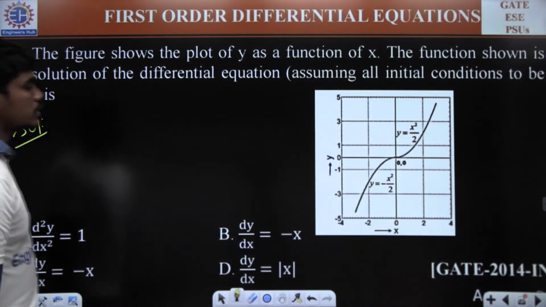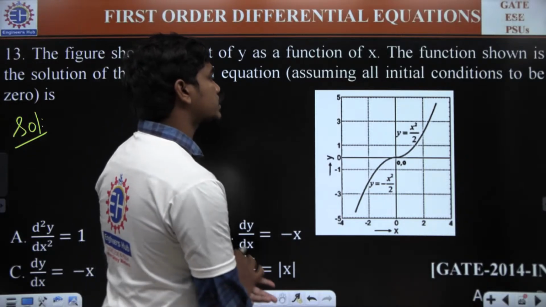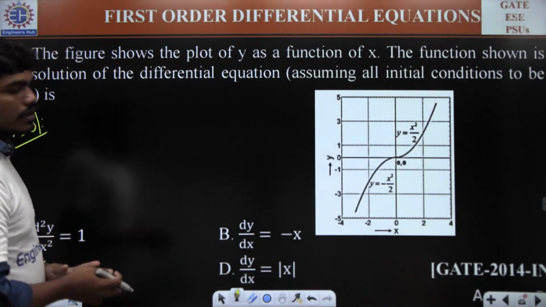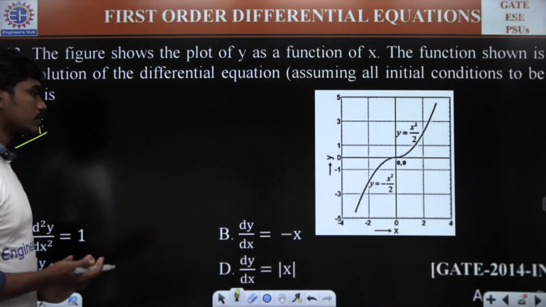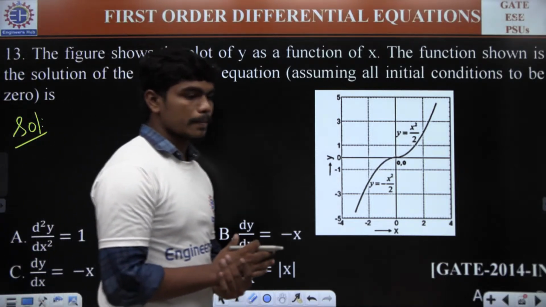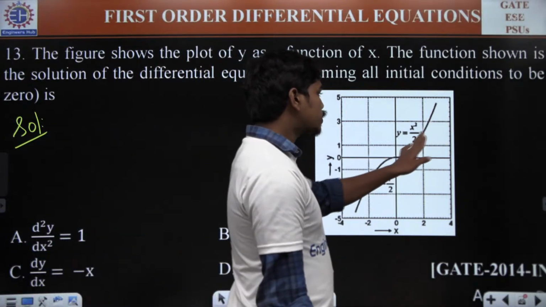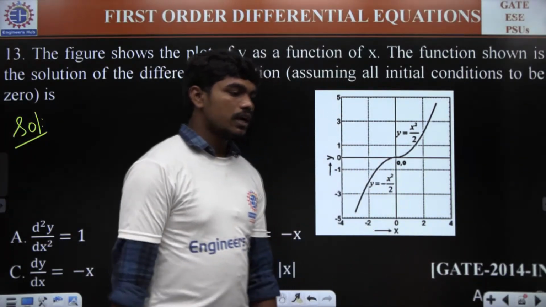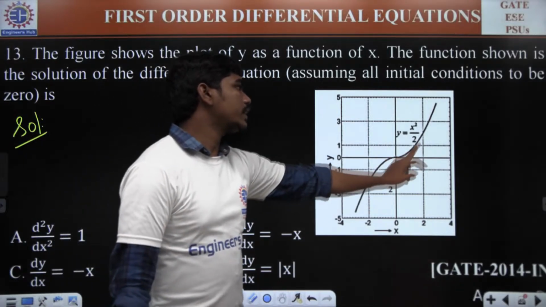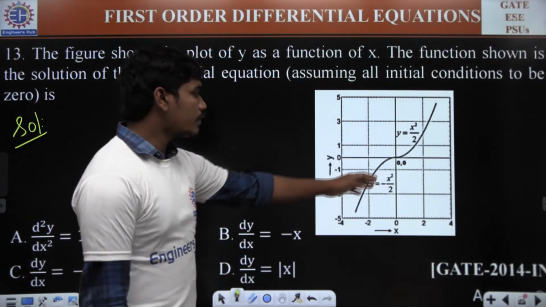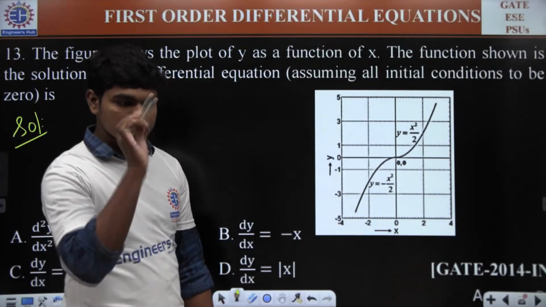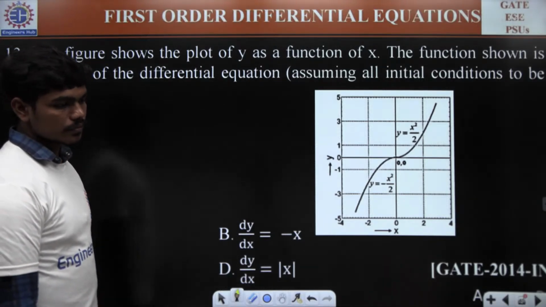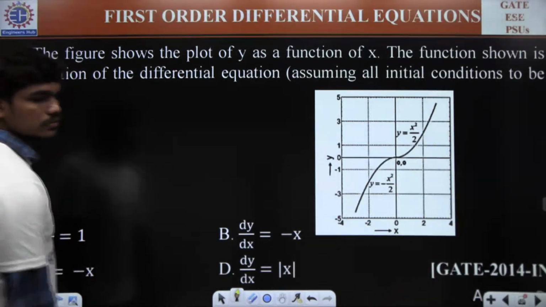The figure shows the plot of y as a function of x. The function shown is the solution of the differential equation. Okay. Please try to solve this. This graph shown here is the solution of one of these differential equations which are given in options. I hope you can see the graph clearly. There is the origin, and then y is equal to x square by 2 on the top, and y is equal to minus x square by 2 on the bottom. So please try to solve this. Option D. Is it?